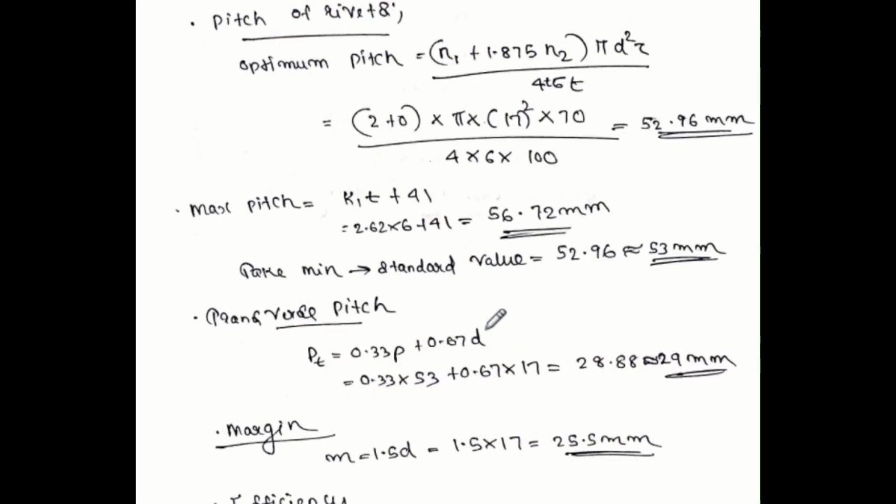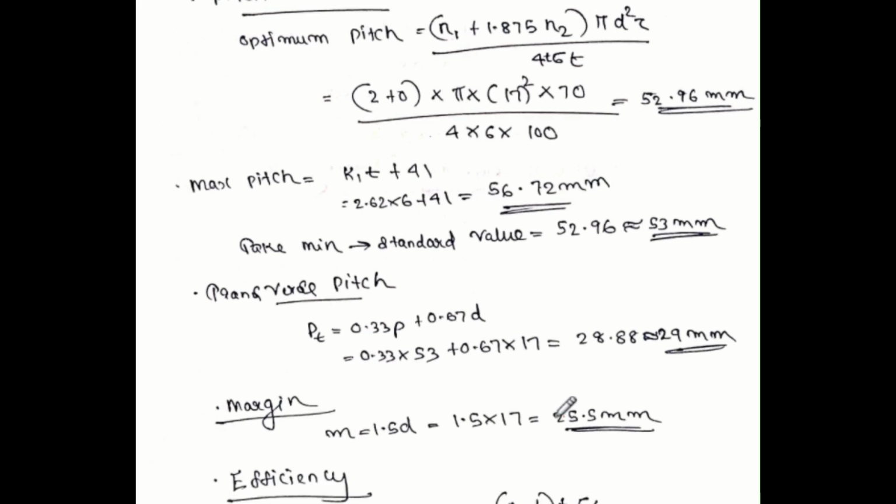Next step is to find the transverse pitch. This is also a parameter in the design of a rivet joint. This equation can also be found in the data book. We know the value P, which we just found as 53 mm, and also d, the diameter of the rivet hole. By substituting, we get approximately 29 mm.